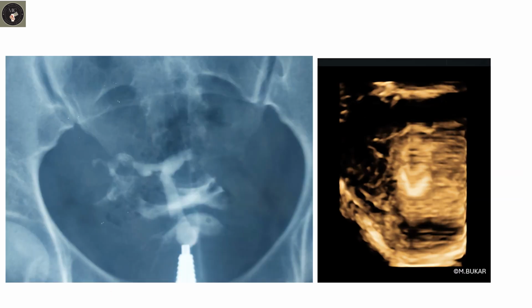So now let's compare the HSG and 3D and see which one is more informative. Here you can see the irregularity of the uterine cavity, yes. What about here? You can see not only the irregularity, you can see the bands. And you can count the number of bands and even measure the thickness of the band.